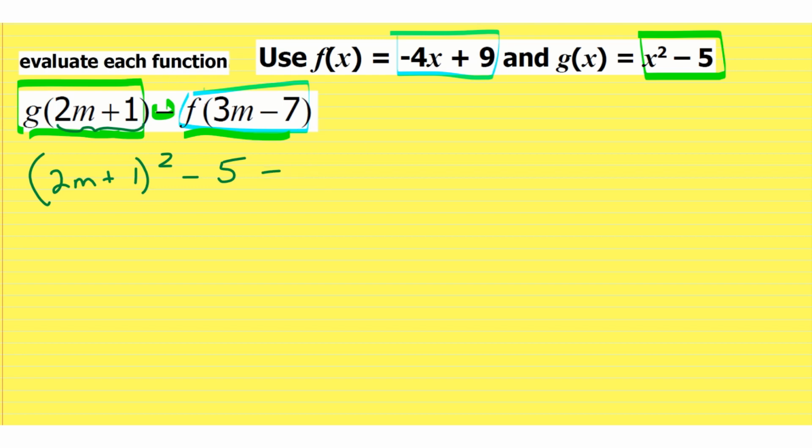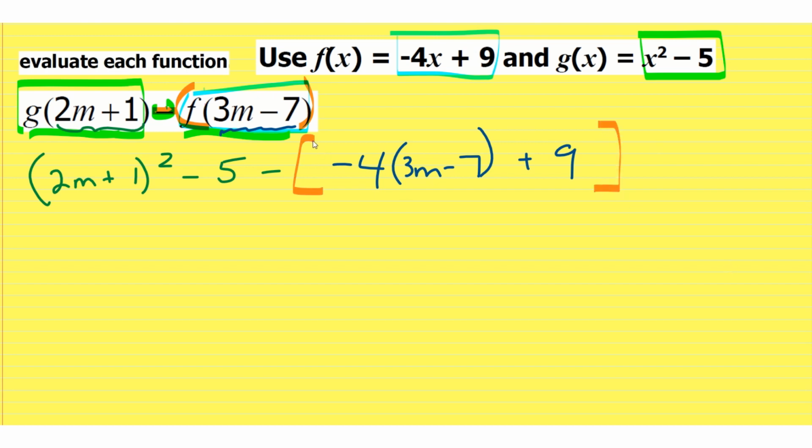But to make sure that I do not forget to subtract every part of that function, I'm going to put a big bracket around it to remind myself later to distribute that negative to every piece of it. So inside my bracket, I'm going to put my f function, which is negative 4x plus 9. So negative 4, but they tell us that the x is actually equal to this expression right here. So negative 4 times 3m minus 7. Okay, and then I also have the plus 9 over here, so plus 9, and then close up my big bracket.